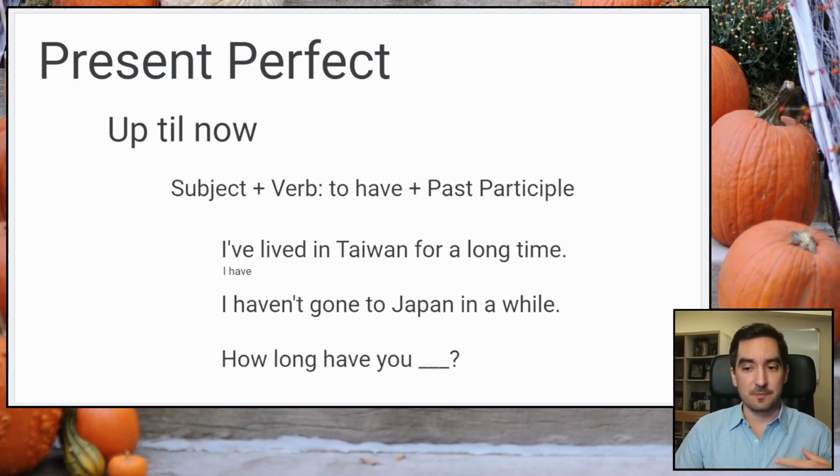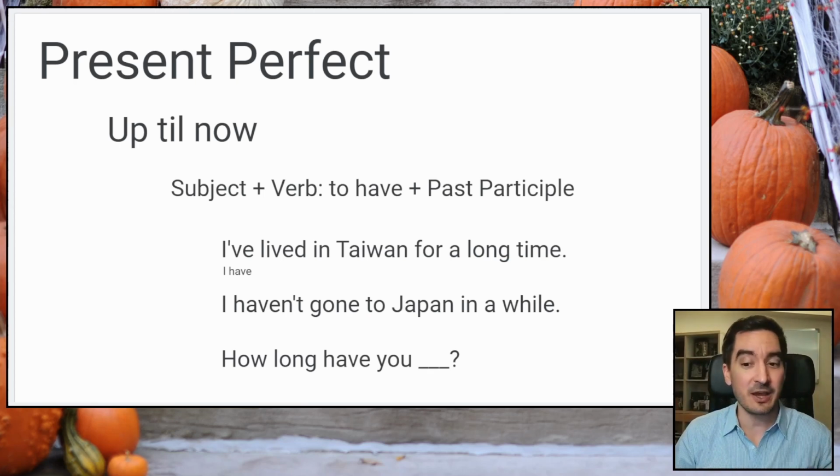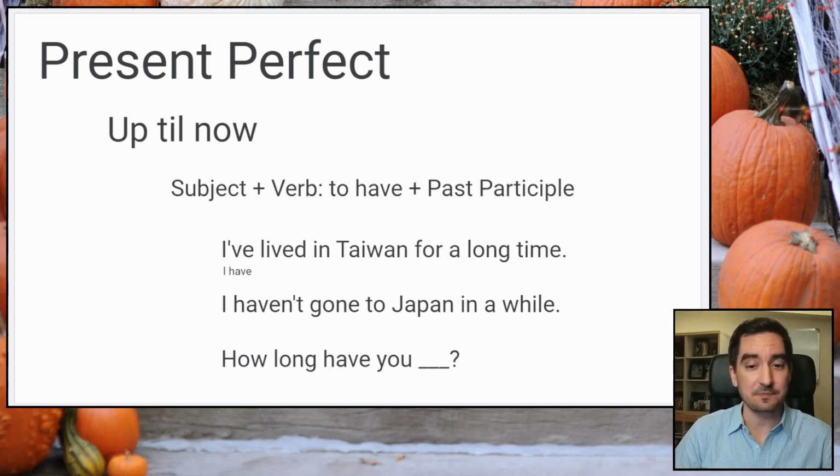So if it was an experience, I could say, I've lived in China before. It happened before, but it's not true now. You could also use present perfect to mean it's still happening. So I've lived in Taiwan for a long time. It started a long time ago and continued till now. Got it? We can also use this for negative, saying something hasn't happened.